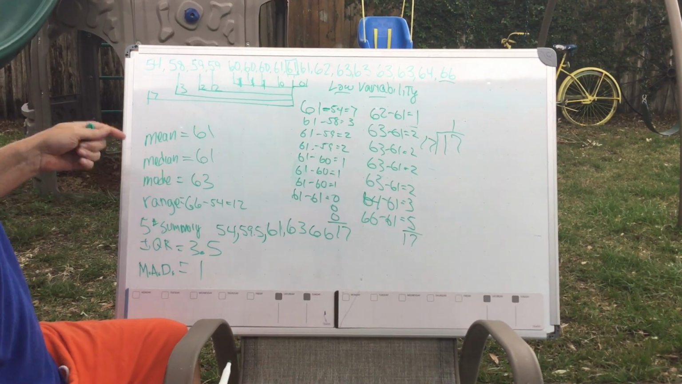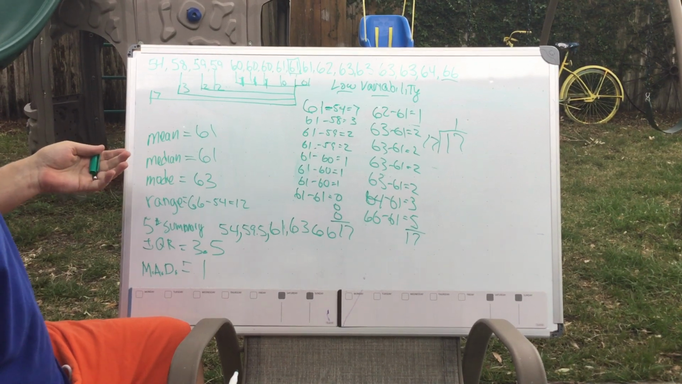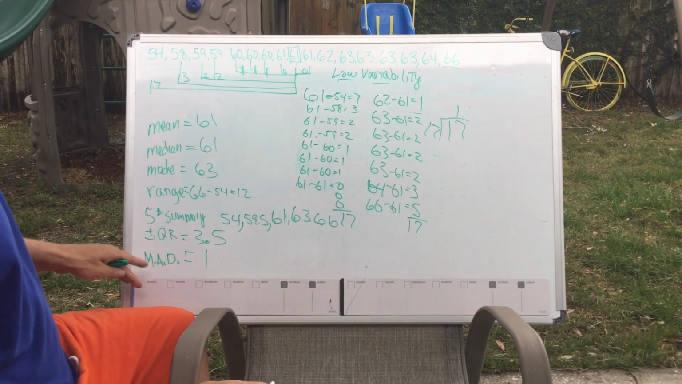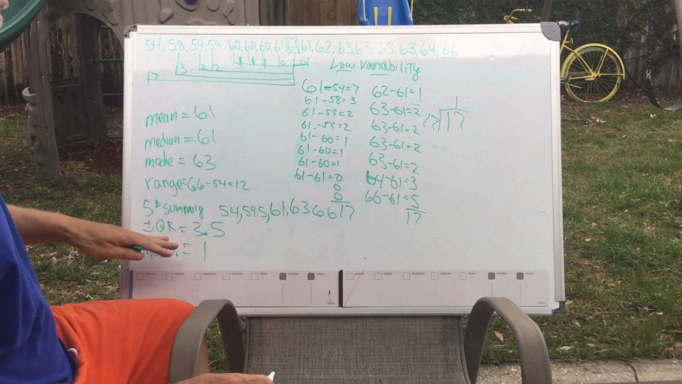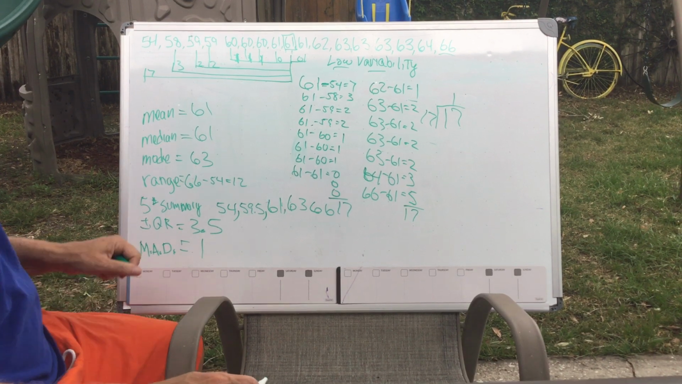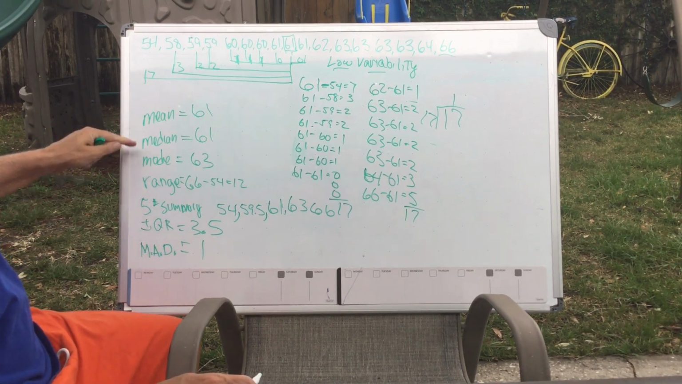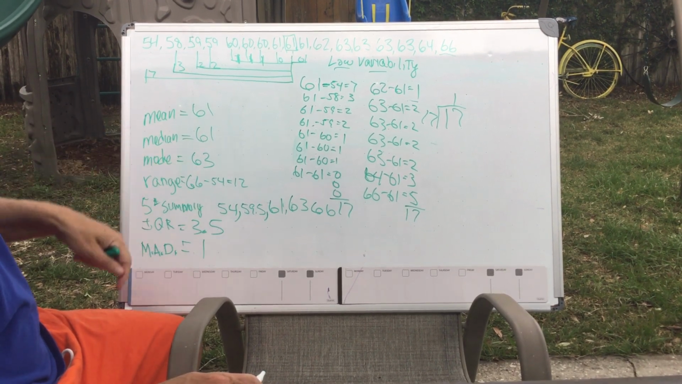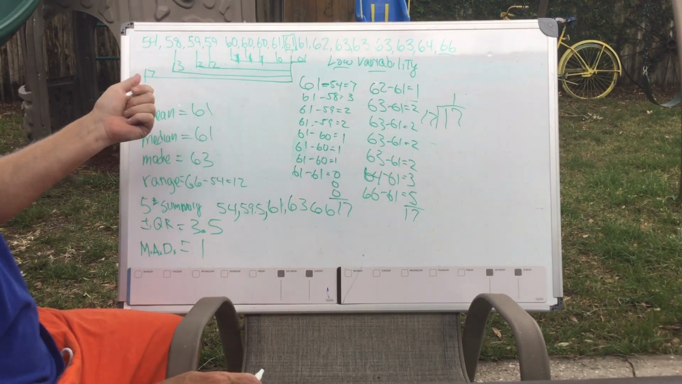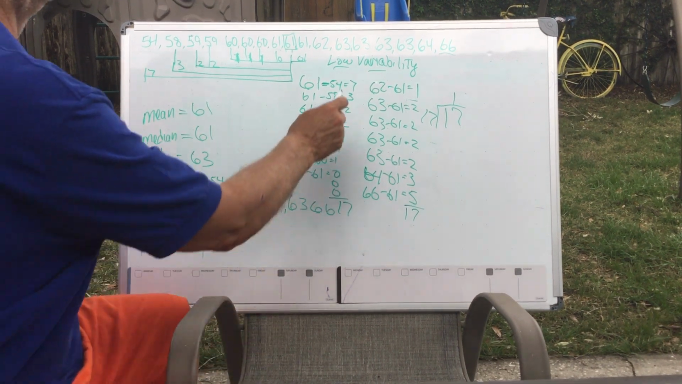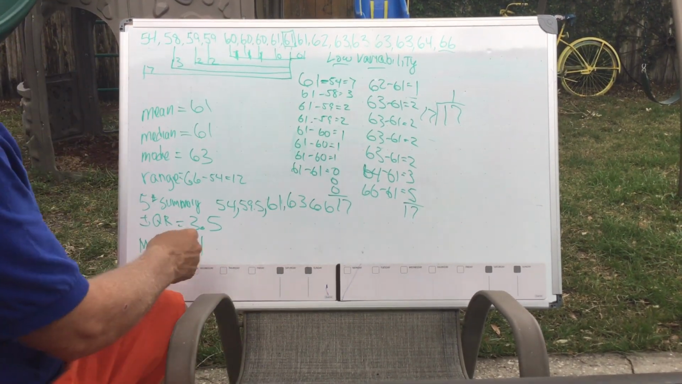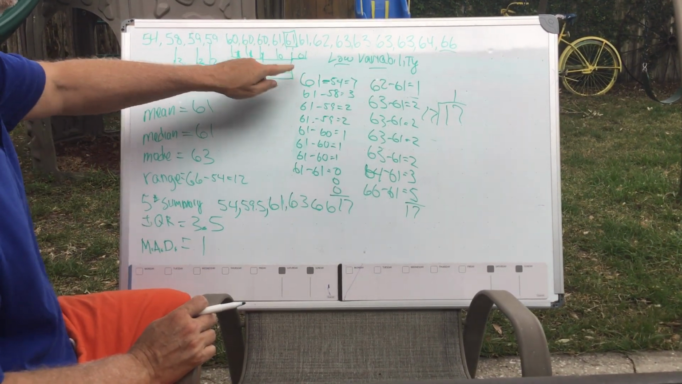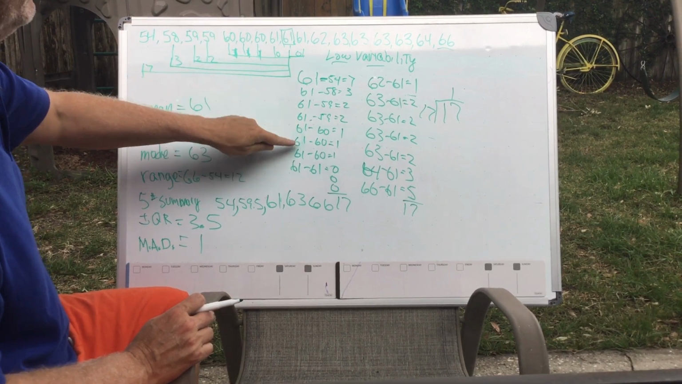And I'm going to show that to you in a dot plot. Okay? I'm going to make a number line and do a dot plot real quick. So this is my information. You can just look at that for a second. We calculated the mean, we did the median, we did the mode, we found the range, we did the 5-number summary. We found the IQR, that was between here and here. And then we just did the MAD where we took the mean, which is 61, and we subtracted all of the data points from 61.